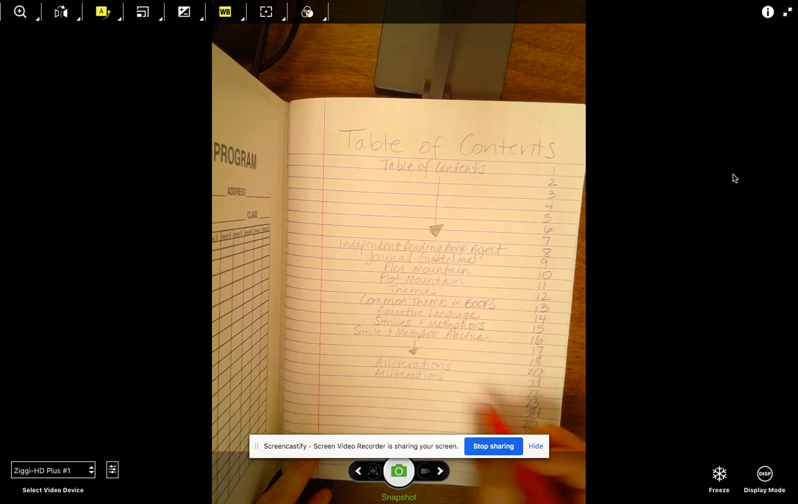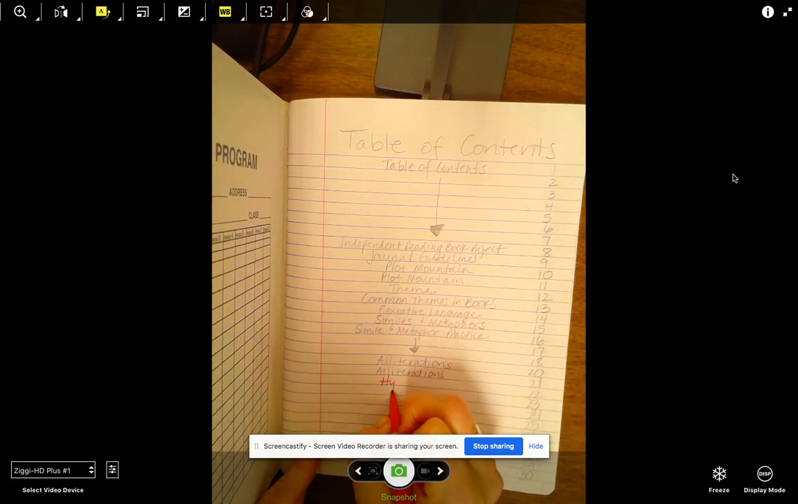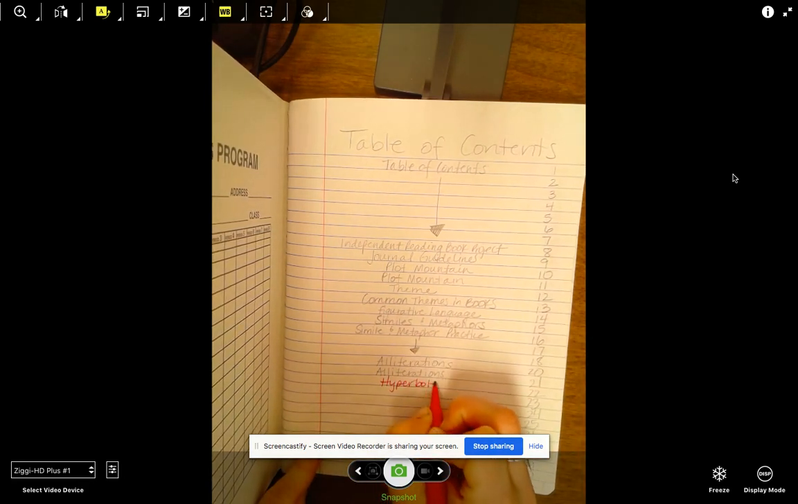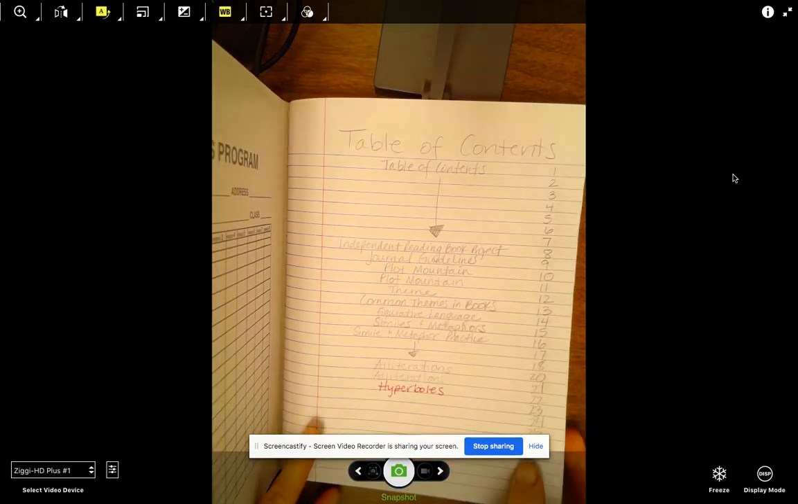So mine is on page 22. Write down hyperboles and then head back to here.